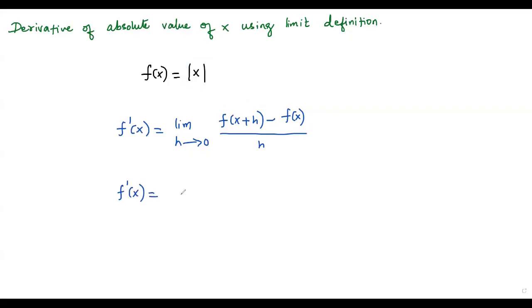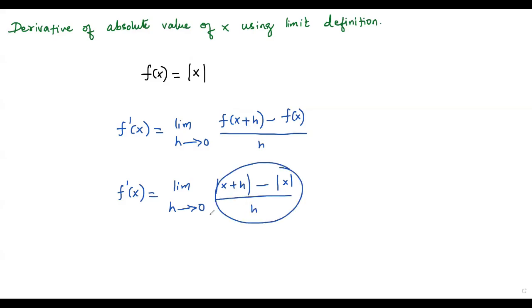Let me continue over here. f prime of x equals the limit as h approaches 0. Now to get f of x plus h, we just have to plug in x plus h for x. Then I'm getting the absolute value of x plus h for f of x plus h, minus, and for f of x we know it is the absolute value of x, divided by h. Now we have to simplify this and then plug in the given limit for h, that is 0.